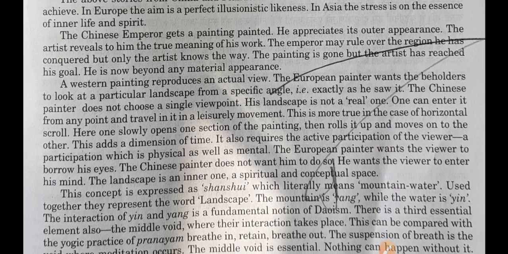Right? So, what is the Chinese painting? The emperor may rule the region, but he cannot just suppress the talent of the painter, because he only knows the way within, because the painter vanished inside the cave and the painting also vanished.